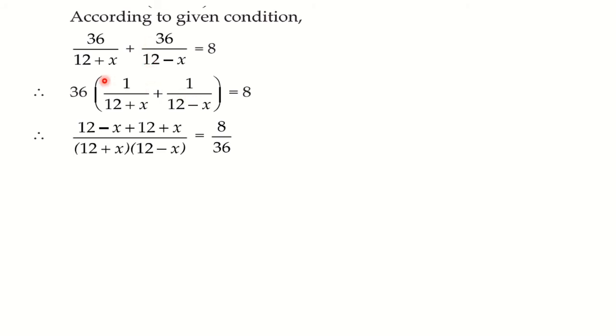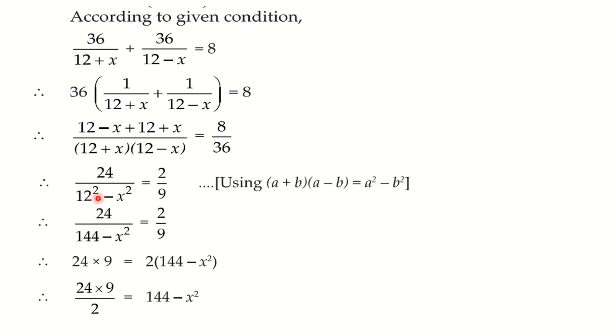So according to the given condition, 36 upon 12 plus x plus 36 upon 12 minus x is equal to 8. So 36 is taken out common here. Then this 36 is shifted here, so it became 8 upon 36, and here cross multiplication is done. So 12 minus x plus 12 plus x, so minus x and plus x will get cancelled. And the denominator you will find in the form of a plus b and a minus b, so the expansion is a square minus b square. From that we will get 12 plus 12, 24, over 12 square minus x square. And this is divided by 4 both the places, so 2 upon 9. So this is the answer here.